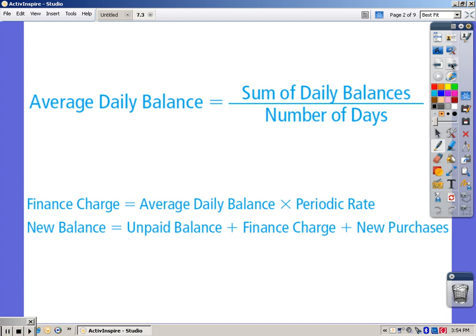Note that the unpaid balance is always the balance on the last day of the month. You have already done your new purchases and any payments that you have made. Again, unpaid balance is what is still due on the last day of the month.